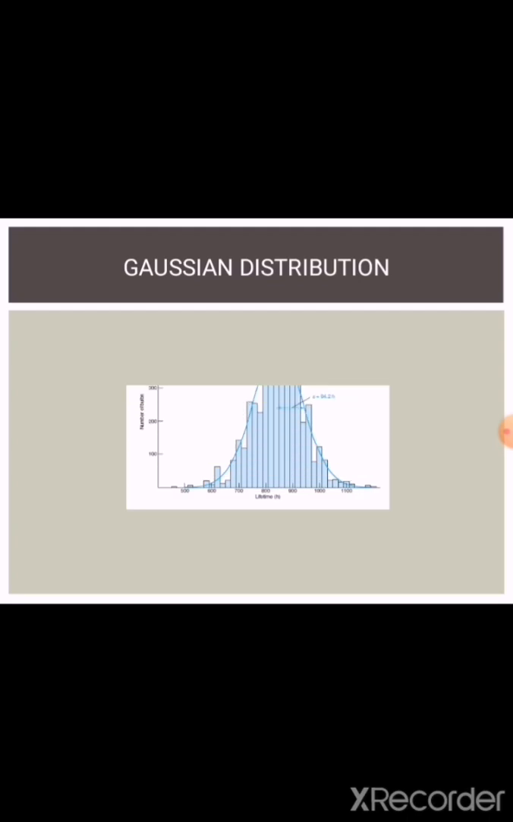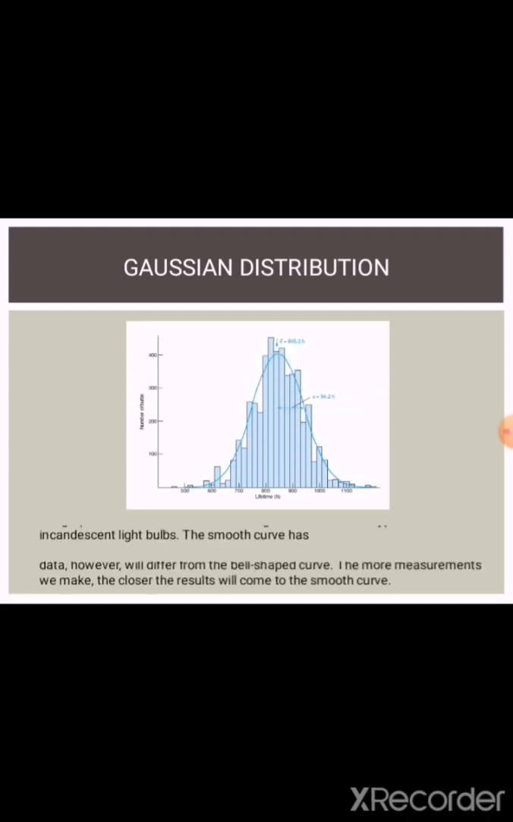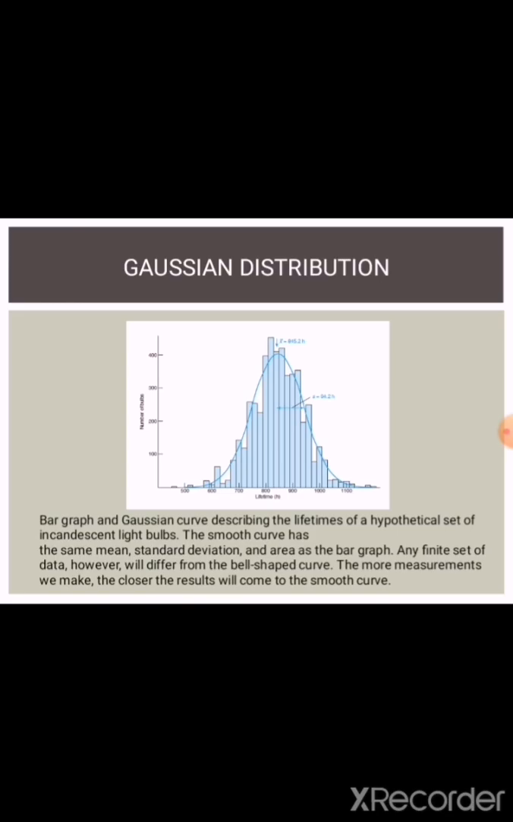Okay, so let's have this example. So this example is a bar graph and a Gaussian curve describing the lifetimes of a hypothetical set of incandescent light bulbs. So the smooth curve has the same mean, standard deviation, and area as the bar graph. Any finite set of data, however, will differ from the bell-shaped curve. The more measurements we make, the closer the results will come to the smooth curve.